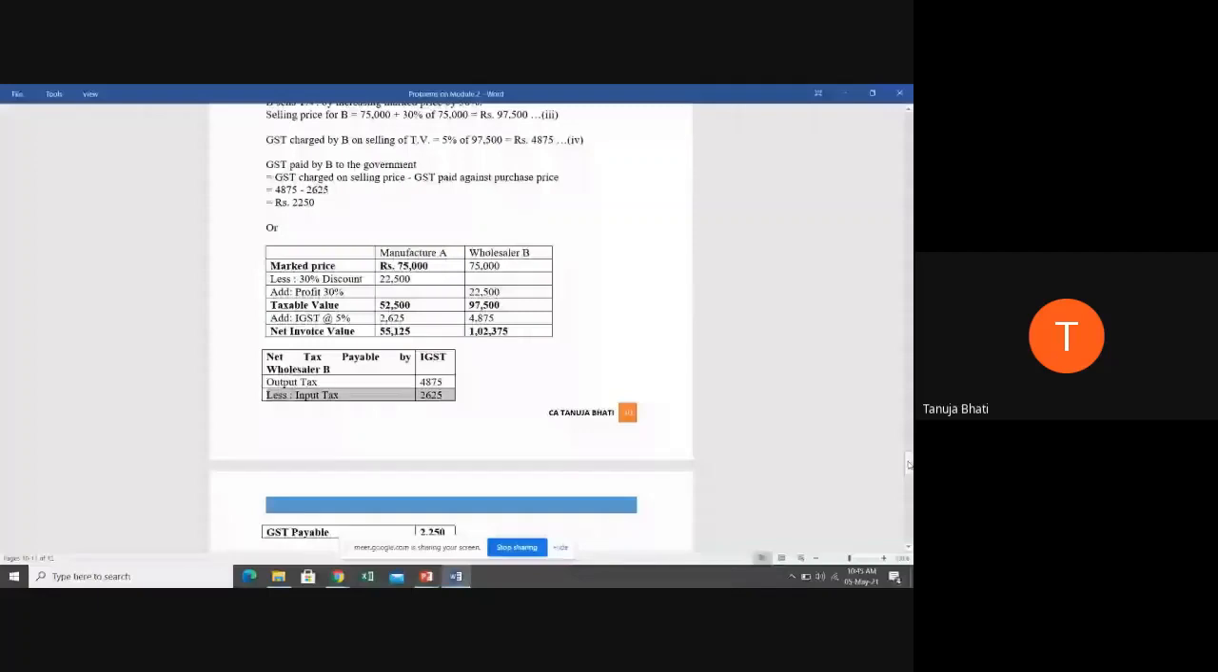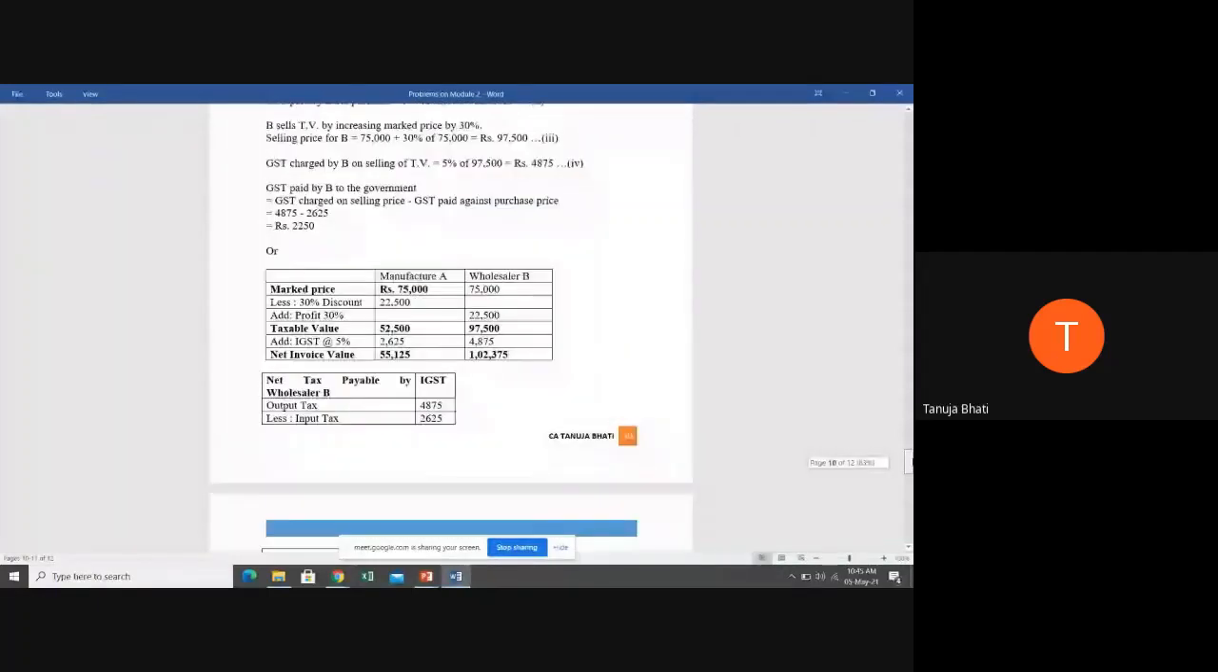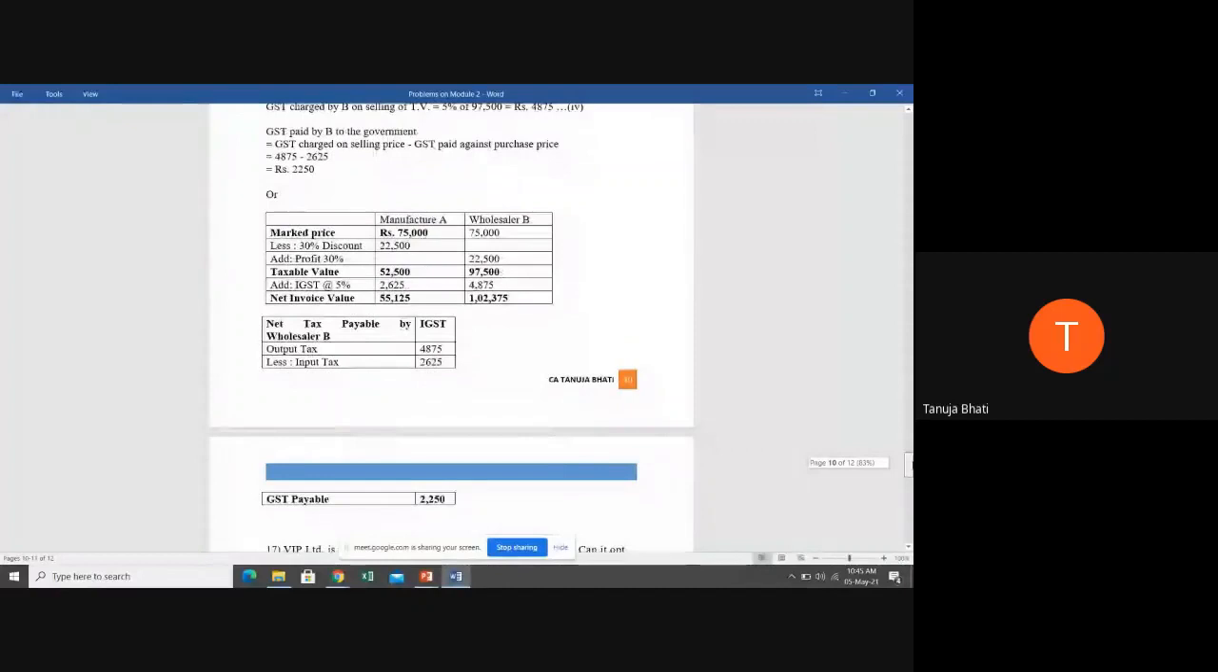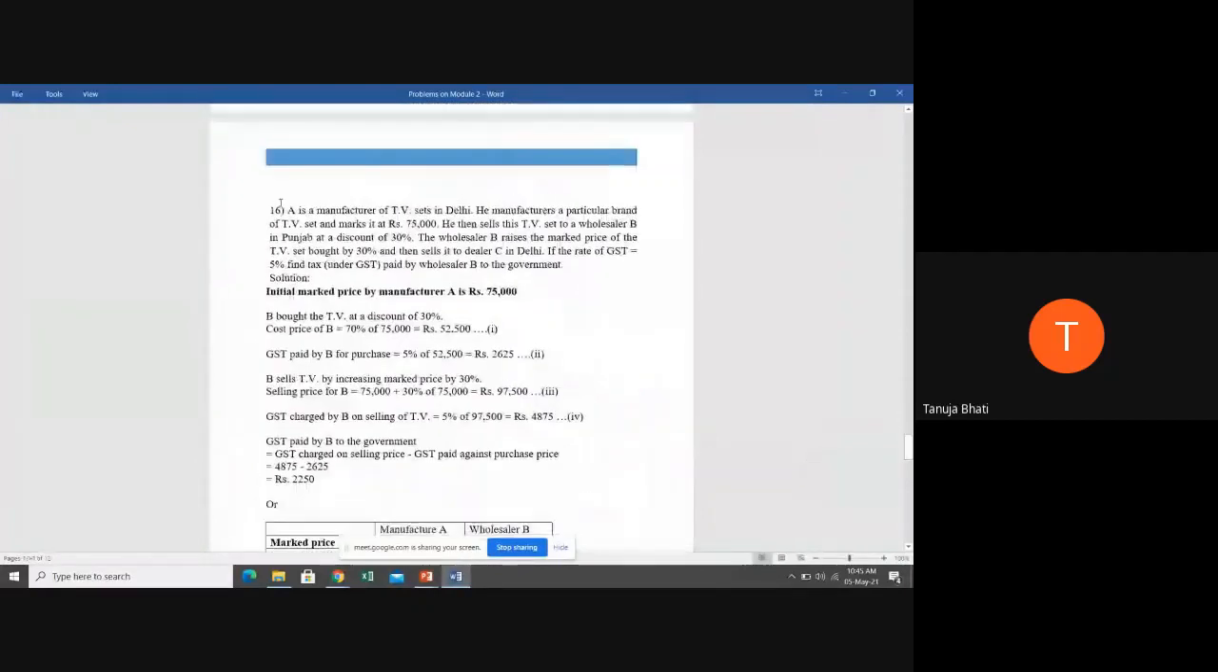So students, the presentation totally depends on you all, but the answer should be the same. Have you all understood this particular problem, students? Since for dealer C no information is given whether he sells further or not, we have not considered it. So have you all understood problem number 16, students?